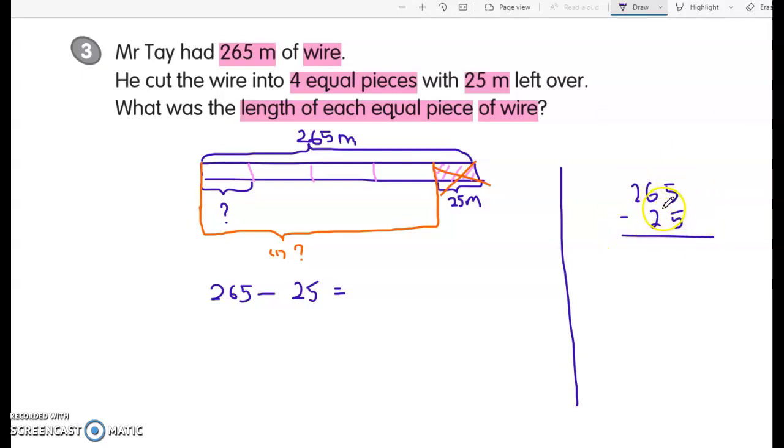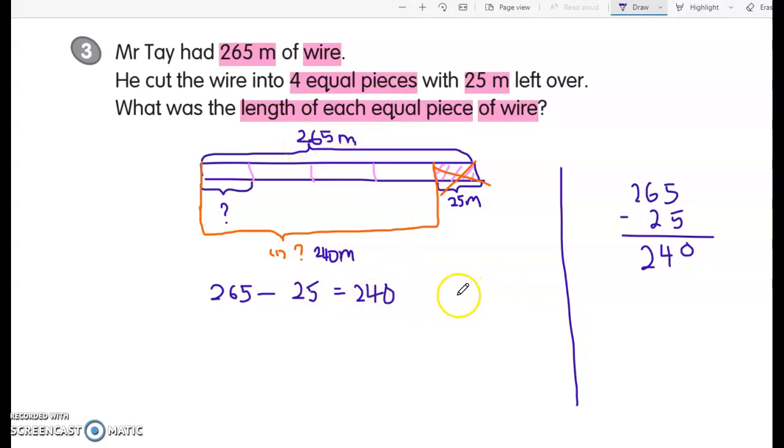So let's do the algorithm. 5 minus 5 is 0. 6 minus 2 is 4. 2 minus 0 is 2. So it's 240. And this is actually the length. So now we found out this length already. It's 240 meters. So now this 240 meters has been cut into 4 equal pieces.